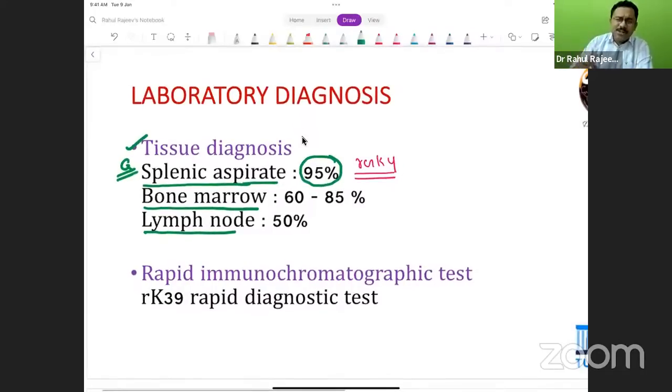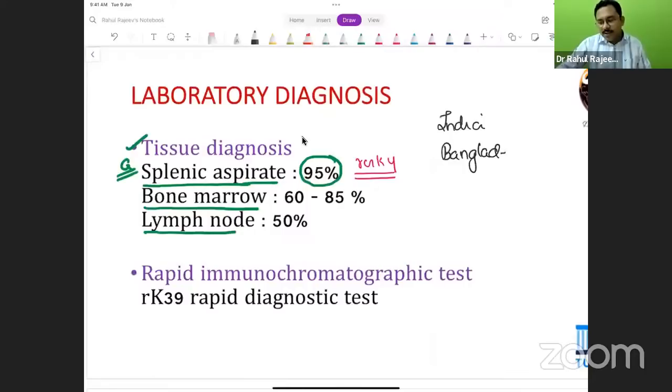Okay. Now, next question is an INICET question, a previous NEET PG question. Now, previously we relied only on tissue diagnosis, but now at the community level, especially in countries where leishmaniasis is very abundant. Do you know the countries where you commonly see leishmaniasis? One is India, yes. You can have Bangladesh. Okay, Bangladesh, Sudan. These are countries where you get a good number of leishmaniasis cases.